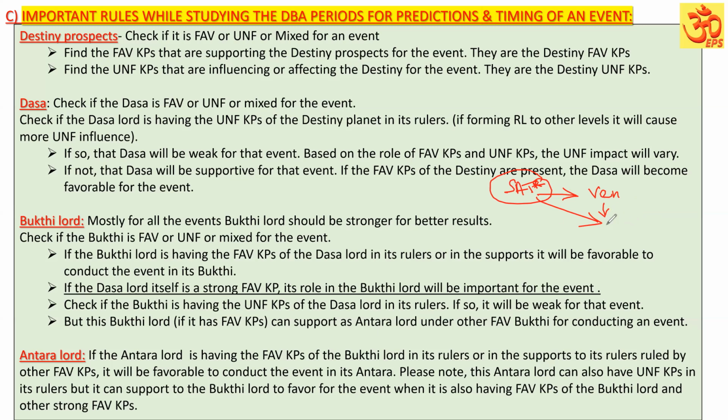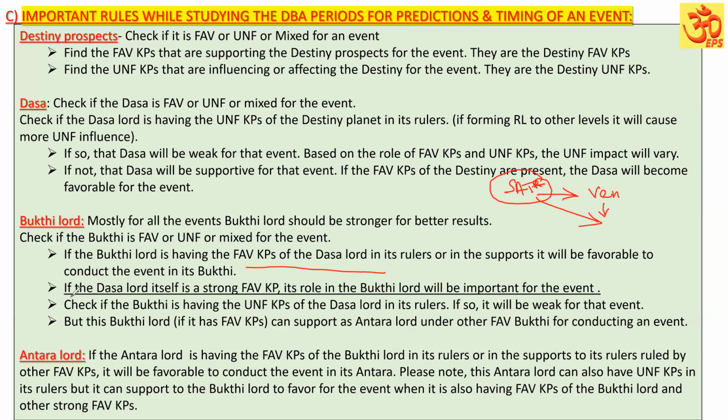But importantly, if the favorable key planet of the dasa lord is playing a role in the Buddhi lord, it is becoming stronger. Or in the supports, when the other rulers are ruled by other favorable key planets, it can play in the supports also. I think you are able to understand that will be favorable to conduct the event in its Buddhi.